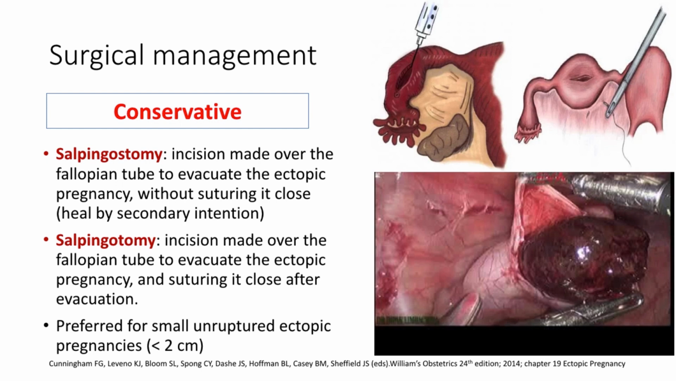So for conservative surgery, we have salpingostomy or salpingotomy. So what's the difference? Salpingostomy is when an incision is made over the fallopian tube to evacuate the ectopic pregnancy without suturing it close. Salpingotomy, on the other hand, is incision made over the fallopian tube to evacuate the ectopic pregnancy and suturing it close after evacuation. Actually, this conservative treatment is preferred for small unruptured ectopic pregnancies that are usually less than or equal to 2 centimeters.